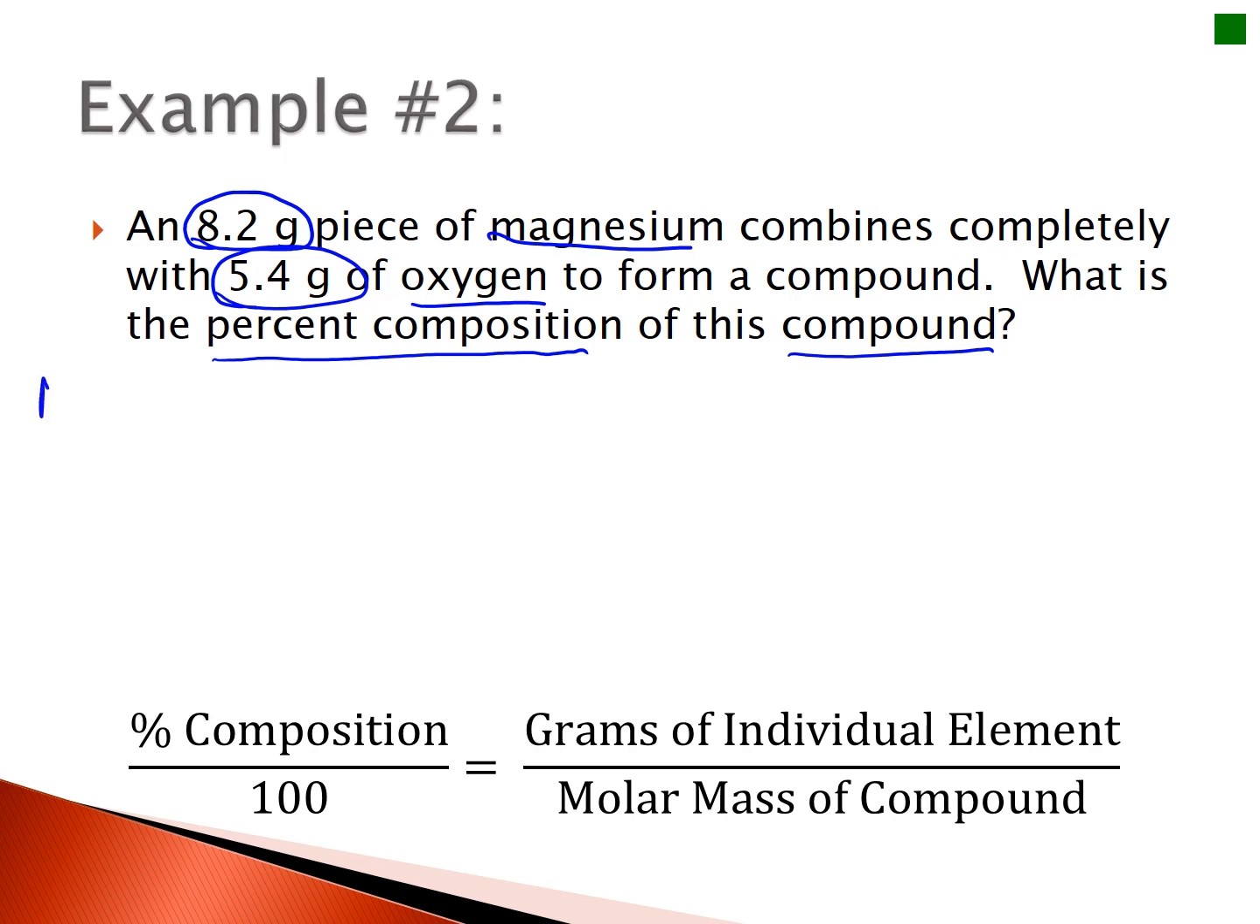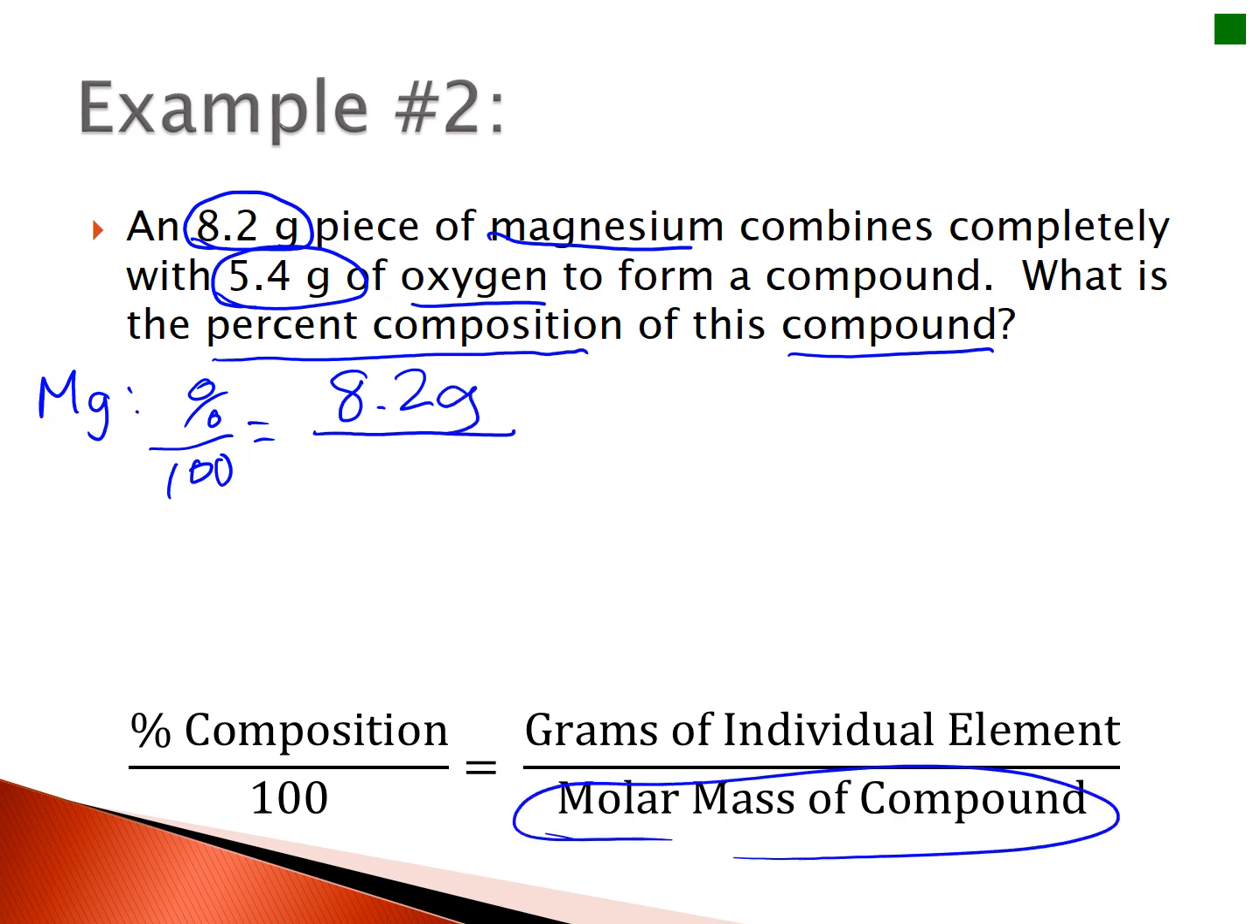So for magnesium, you're going to take the percent over 100. I'm still trying to find the percent, so I'm going to leave that blank. And that equals the grams of that individual element. So in this case, I know literally my grams is 8.2. I don't know the molar mass, but instead what you're going to think of it as is the total mass. So we're going to go with 8.2 plus 5.4, because that's my total contribution of all my masses of my individual substances.